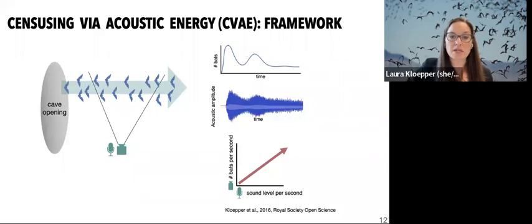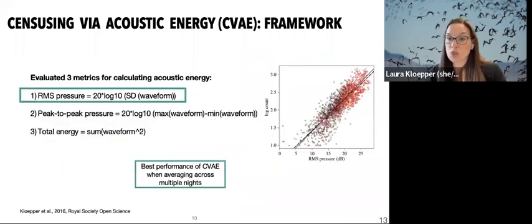So we explored this with 2 different caves that were located very close to one another. These are still the free-tailed bats that I was talking about. And at the first stab at approaching this, we evaluated 3 different metrics for calculating the acoustic energy. And I mentioned this is really, really straightforward because all we're doing is a high-pass filter. Other than that, we're not doing any other signal processing with the data. And we're doing everything basically on the level of the waveform. So the 3 metrics we evaluated were RMS pressure, peak to peak pressure, and then the total energy.